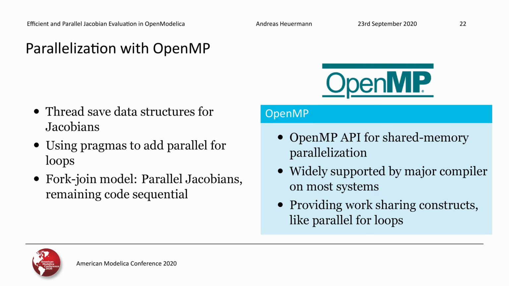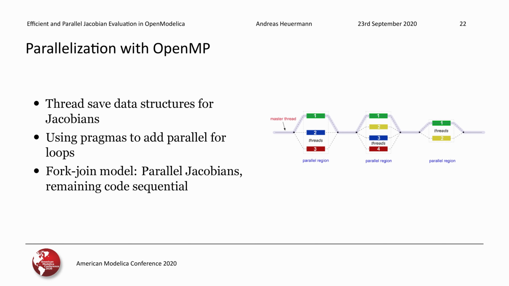A few words why we did choose OpenMP for this task. The OpenMP API is widely supported by all major compilers and most operating systems. The provided parallel for loops are very well suited for our codebase. And the fork-join model is well suited for our program. We have a sequential simulation, parallel Jacobian evaluation, and again sequential simulation.